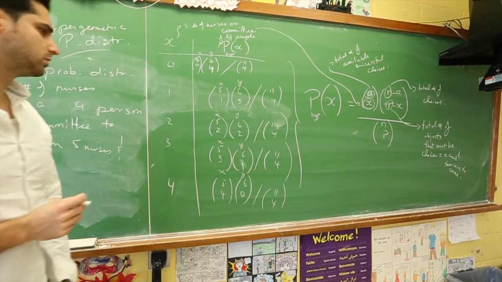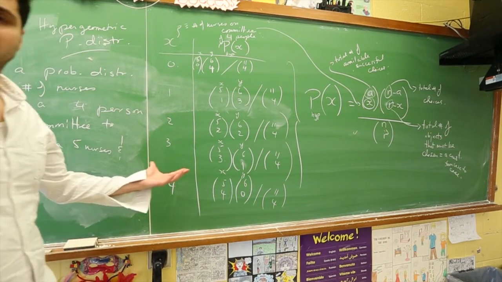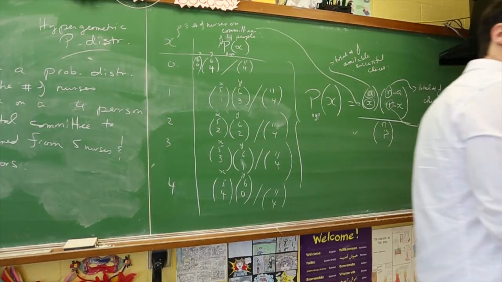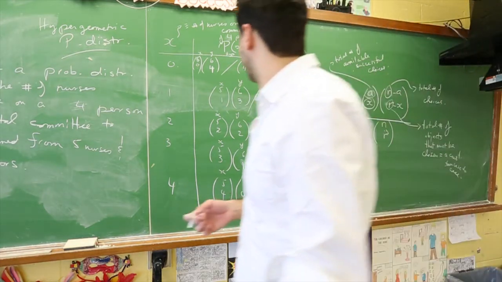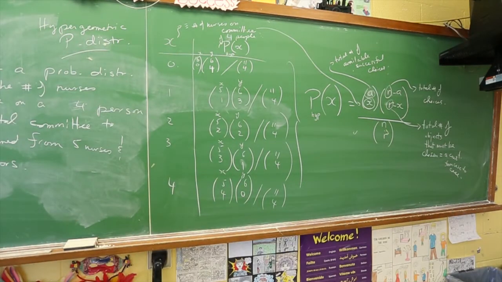Now, there are no P's and Q's here. You have no constant probability of success. You have no constant probability of failure. It doesn't exist, in this particular case.